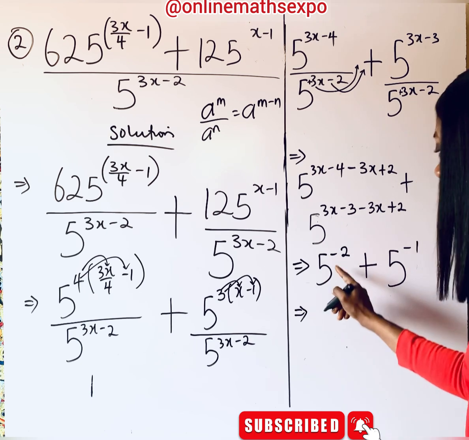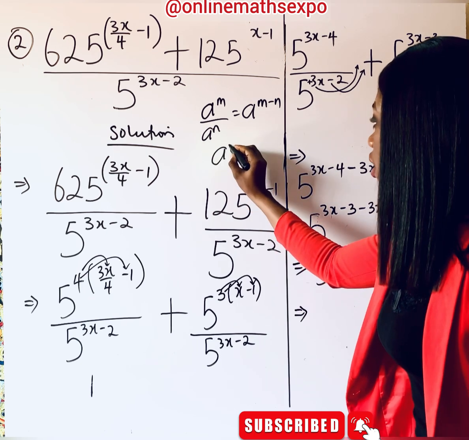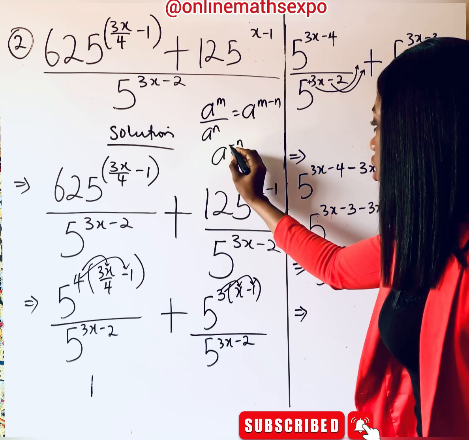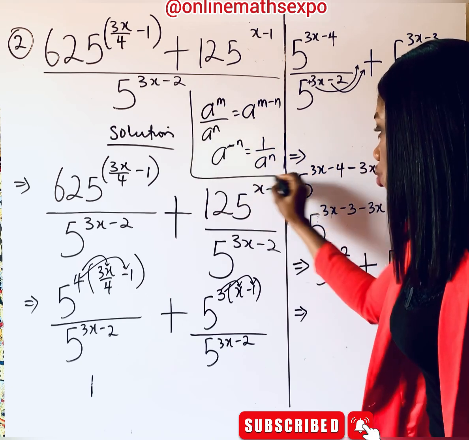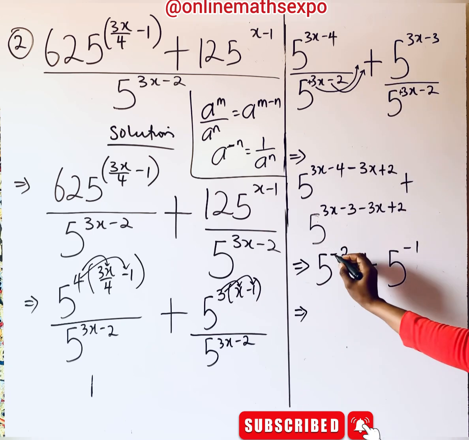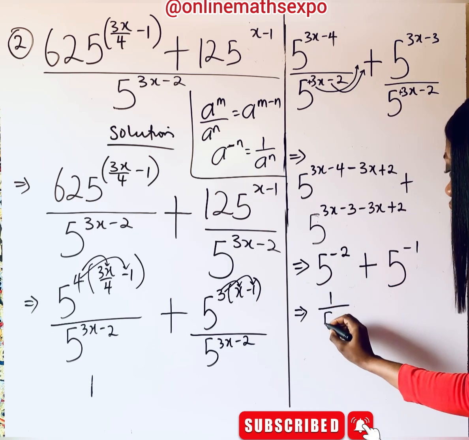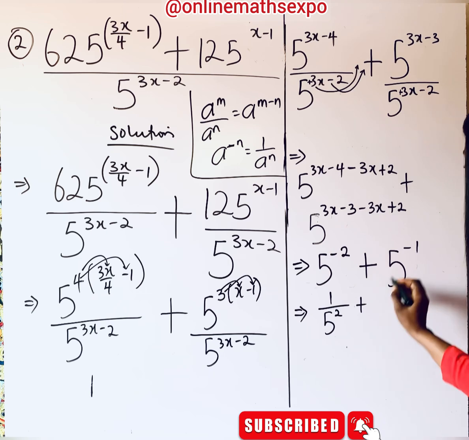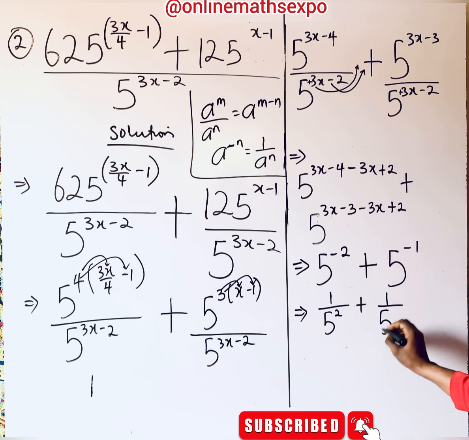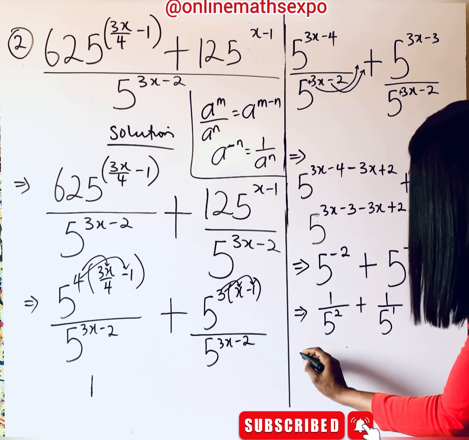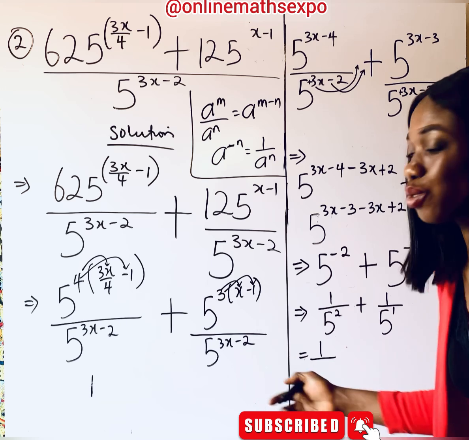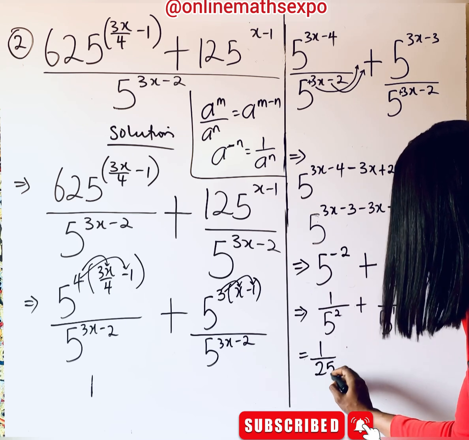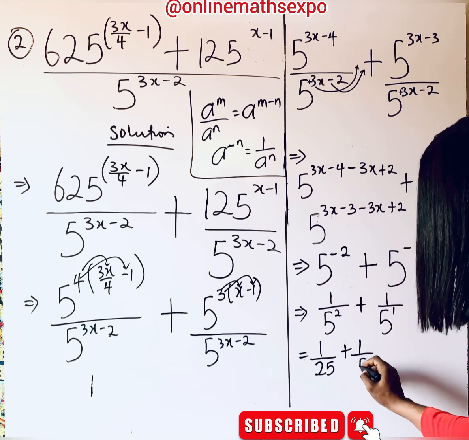Remember we said that when you have a raised to power negative n, this will turn to 1 over, okay, according to the rules we've already talked about. So here this will now be 1 over 5 raised to power 2 plus 1 over 5 raised to power 1. And 5 raised to power 1, like you know, is 1. So we are going to now have 1 over 5 raised to power 2, which is 5 multiplied 2 times to give us 25. Then this will be 5, okay?